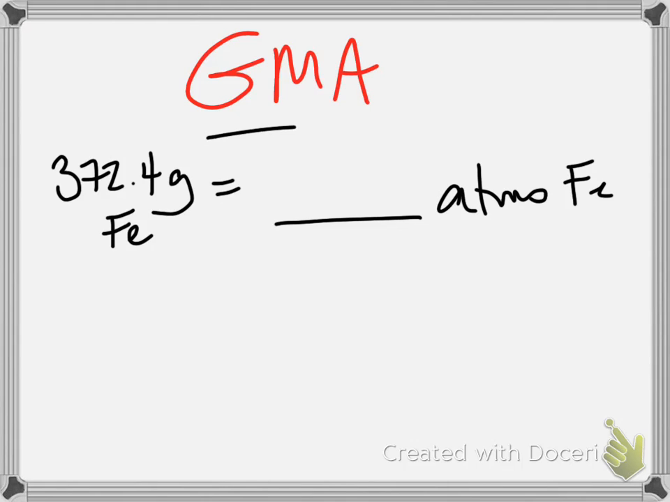You have to go from grams to moles and from moles to atoms. You cannot ever go straight from grams to atoms. You can't do it. You always have to go through moles. So what do we put in our first box? Always, always, always in a factor label: Given.